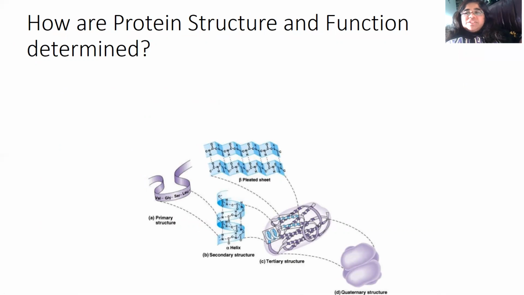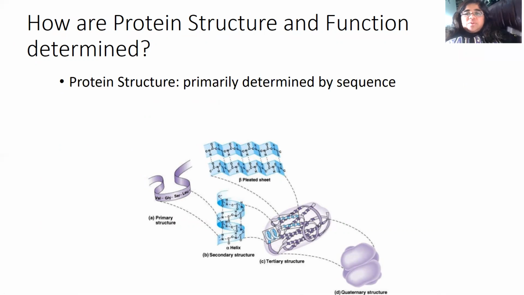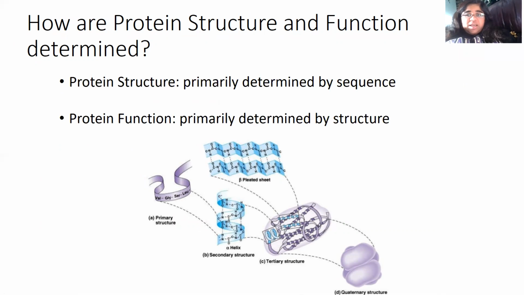How are protein structure and function determined? So protein structure is determined by the sequence. Protein function is determined by the structure itself. So the sequence determines the structure, which determines the function. Okay?